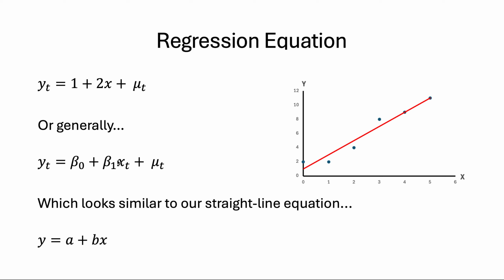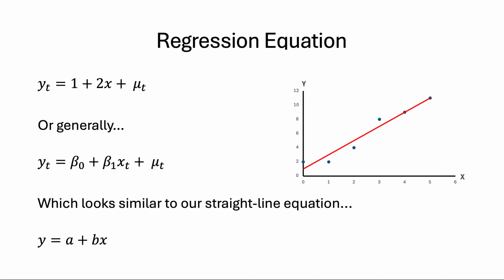And if we compare our regression equation in its general form here to the equation for a straight line here, you might notice they look very similar, and so they should. They both contain our y variables and our x variables. They both contain our intercept terms. Here it's beta 0, here it's a. They both contain our slope coefficients. Here it's beta 1, here it's beta. There's only really 2 differences between these equations.